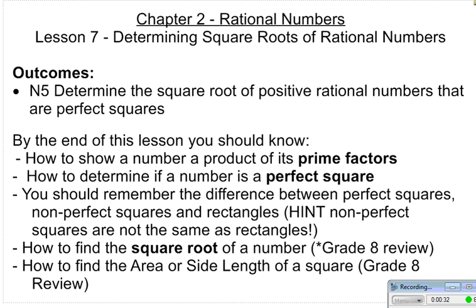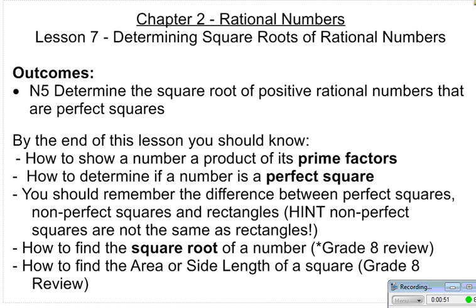And we talked about how just because something isn't a perfect square doesn't make it a rectangle. Non-perfect squares are still squares, meaning they have 4 equal sides, but those numbers aren't whole numbers. The side lengths aren't rational numbers. And so we're going to look at some of those examples today.